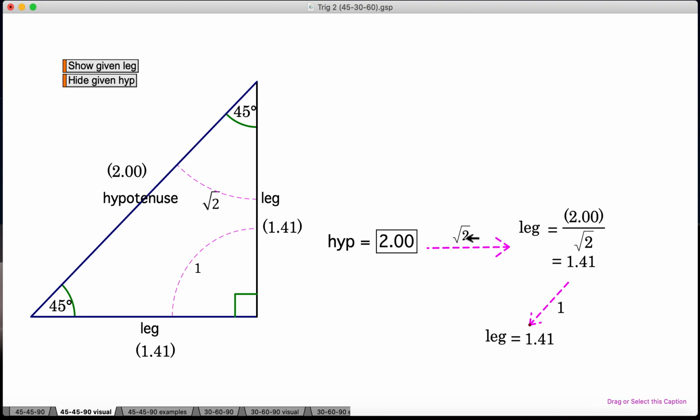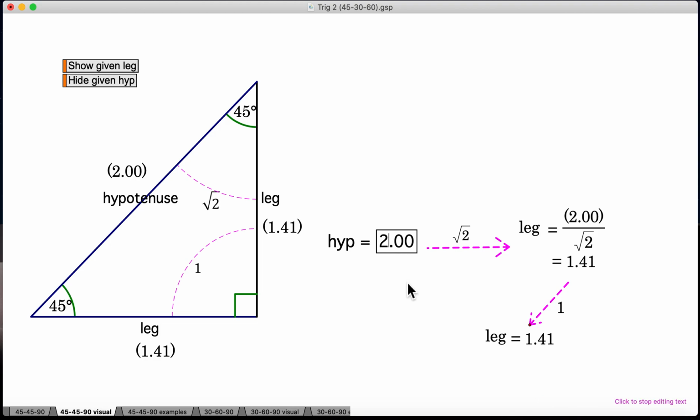So the key is root 2. I divide by root 2 because it's going to get smaller. So going from the leg to the hypotenuse, I multiply by root 2. Going from the hypotenuse to the leg, I divide by root 2. So if the hypotenuse is 2, then the leg is 2 divided by root 2, which is approximately 1.41. And then obviously the other leg is 1.41.